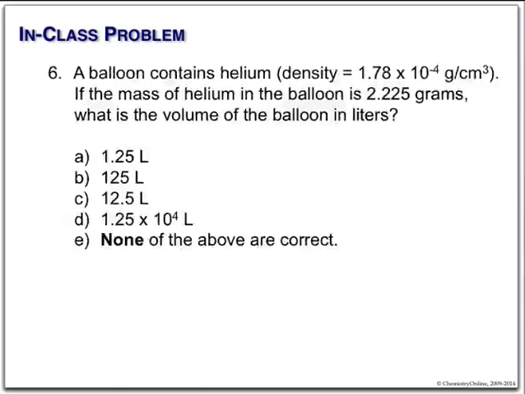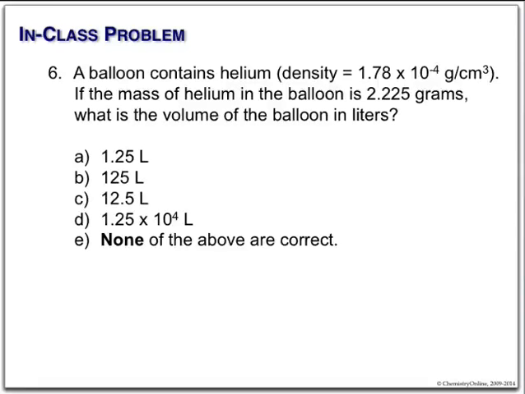A balloon contains helium. This is its density. If the mass of the helium in the balloon is 2.225 grams, what's the volume of the balloon in liters? Well, we're given here units of cubic centimeter, aren't we? Probably the simplest thing. We're dealing here with a mass, and we know a density. We're looking for volume, right?